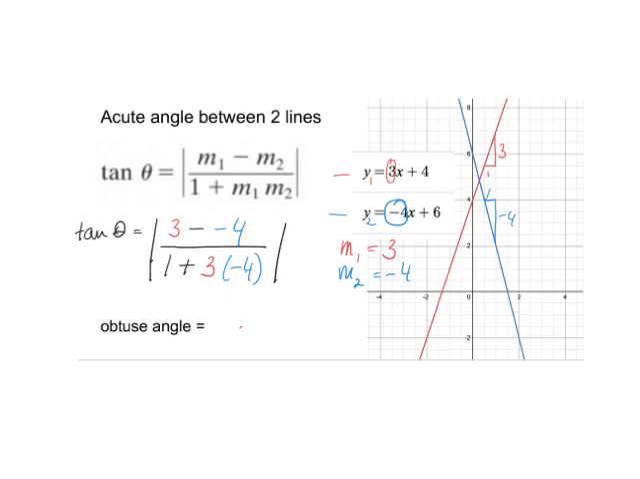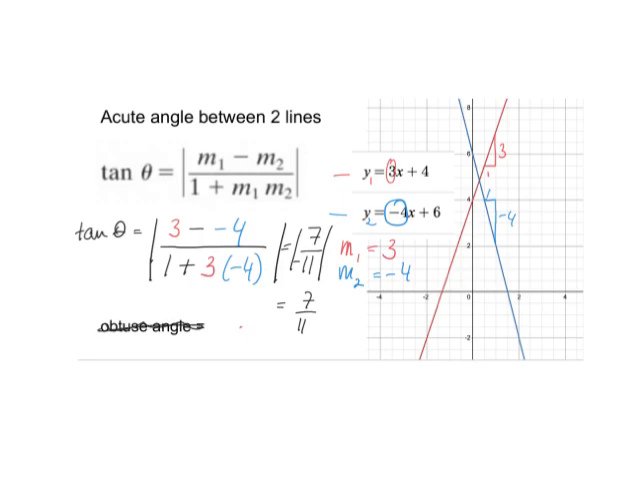So let's calculate that. 3 minus minus 4 is 7. 3 times minus 4 is minus 12. 1 minus 12 is minus 11. And then the modulus of 7 over minus 11 is 7 over 11. Remember, the modulus just turns it positive.